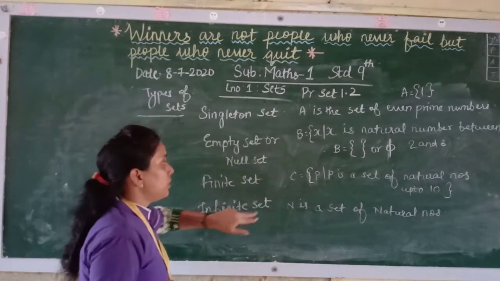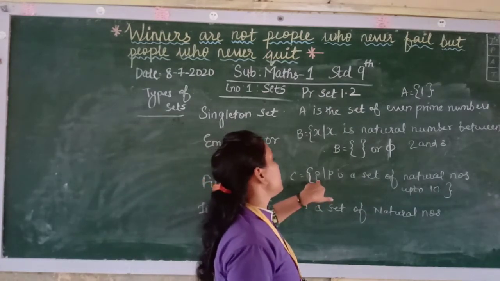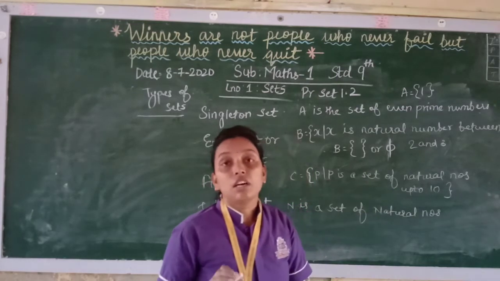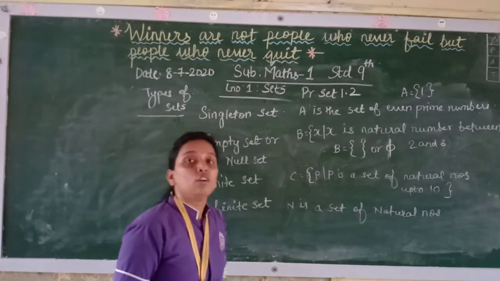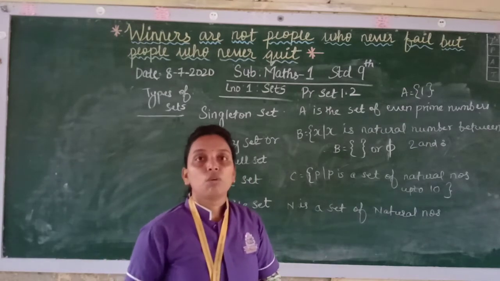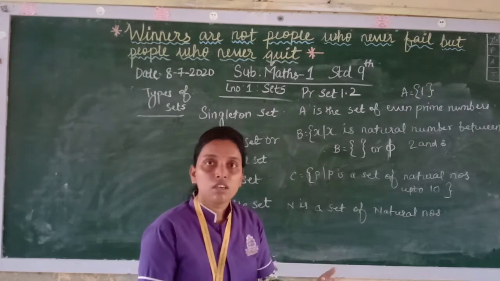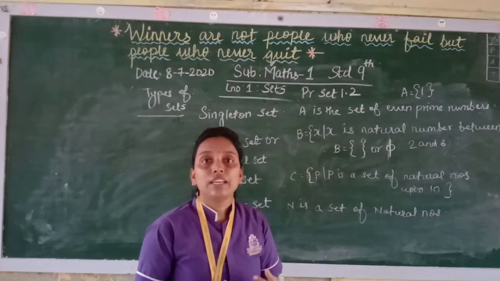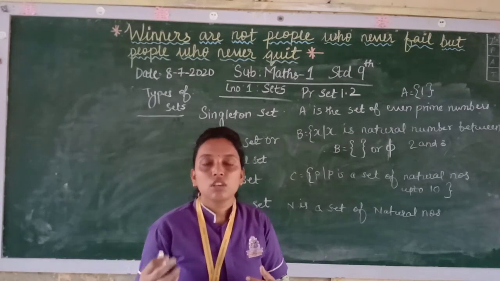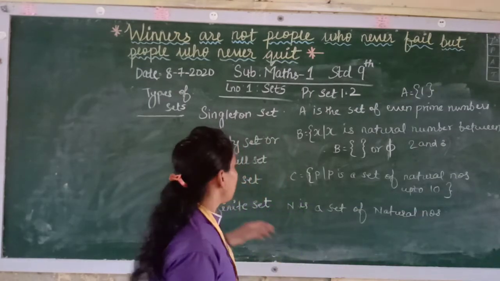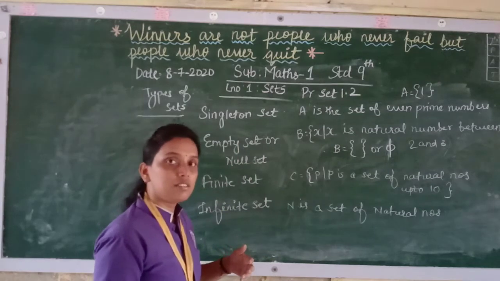Finite set. Now see, C is the set of P such that P is a natural number up to 10. Natural numbers start from 1, so 1, 2, 3, 4, 5, 6, 7, 8, 9, 10. That's it. Only that much will come in the set. When it is finite, it terminates, it is not going further. You can't write 11 because here it is given only up to 10. So such sets are known as finite sets.